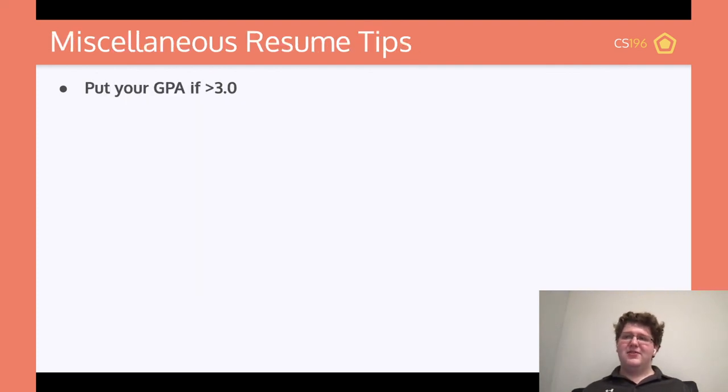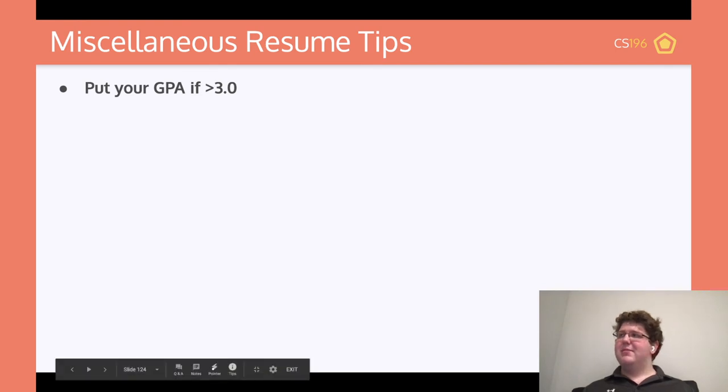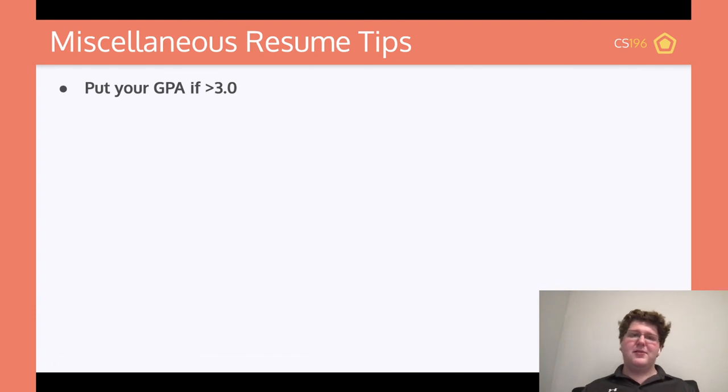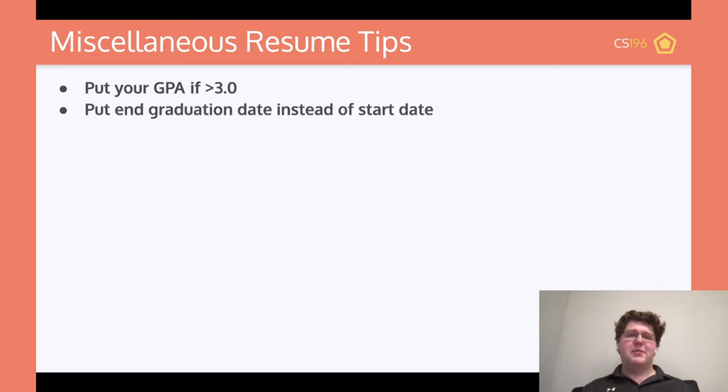All right, miscellaneous resume tips. I think we're about to reach the end. Okay, so, miscellaneous resume tips. Put your GPA if it's above a 3.0. Below a 3.0, it's probably not wise because at that point it looks a little bit not great on you. But if it's above a 3.0, definitely put it down somewhere and try to bold it or do something so that it stands out. Put your end graduation date instead of start date, right?